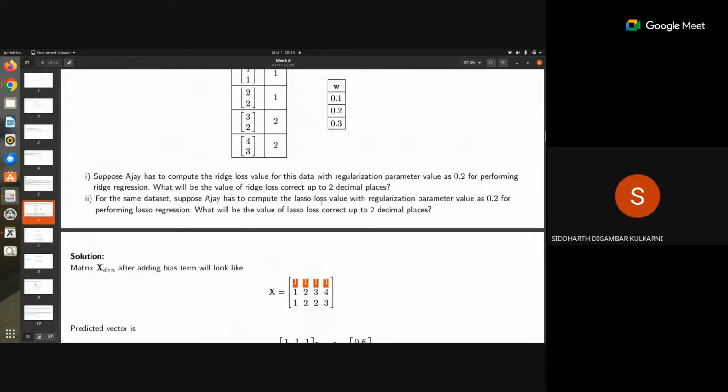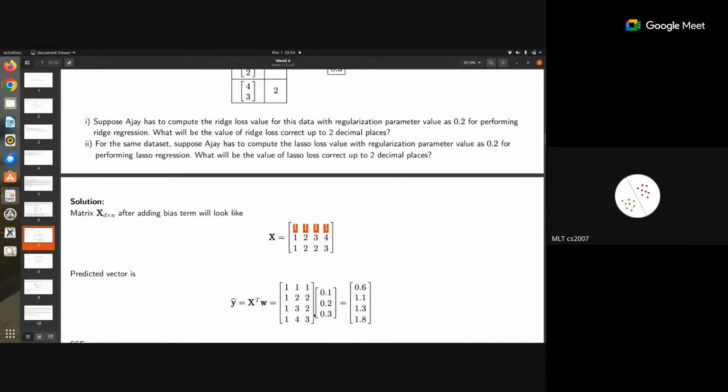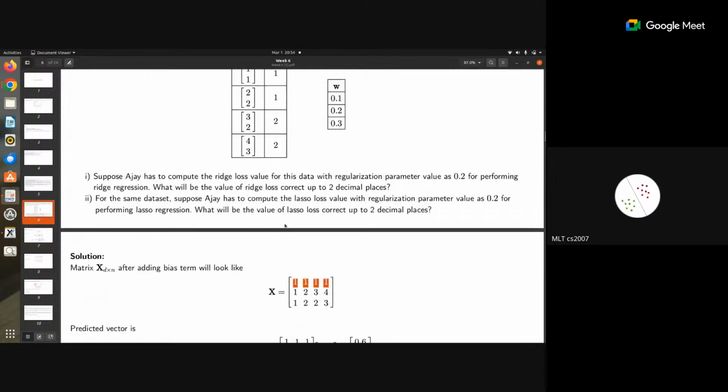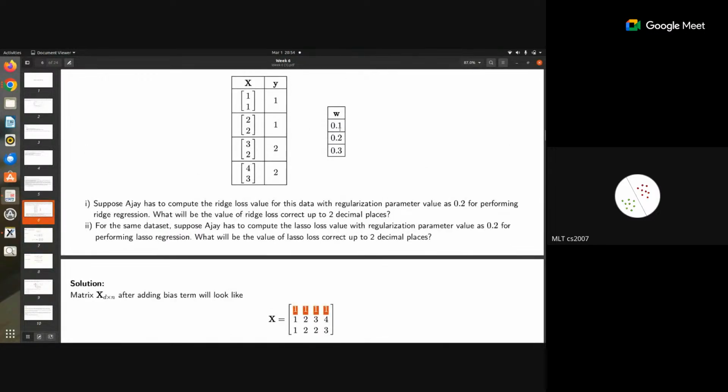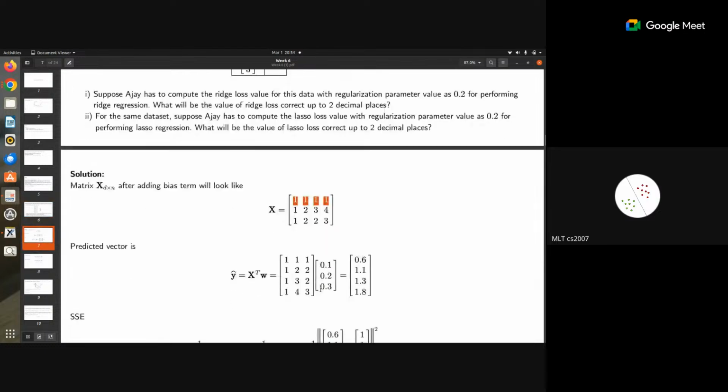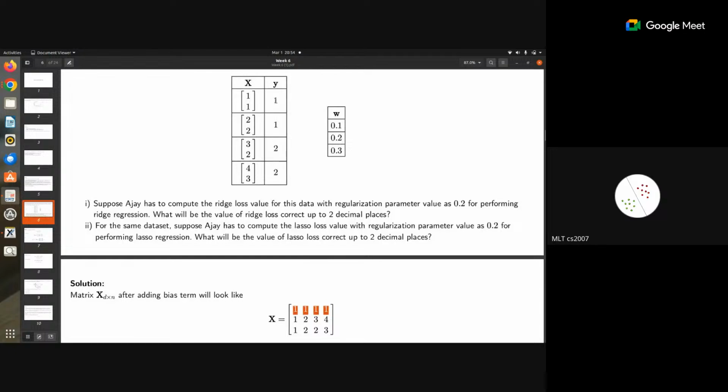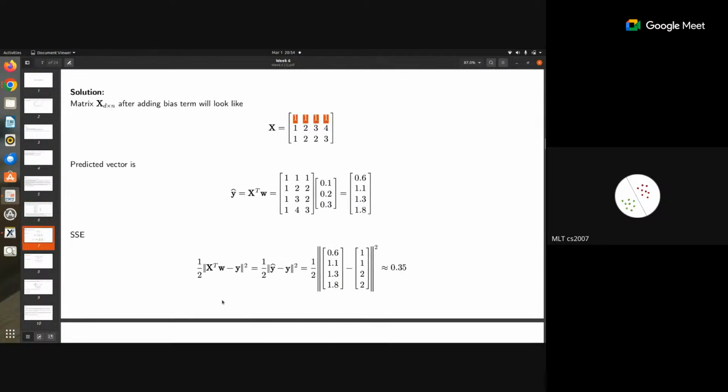It's nothing but, like, it was 2 cross 4, now it becomes 3 cross 4. Yeah, that is okay. And then we have your W's, right? So this W1 is for bias, right? Okay, sir. 0.1 is for bias term. 0.2 and 0.3 are like the normal vectors. And is this a predicted vector? Y hat is X transpose W, right? Actual Y's are here 1 1 2 2. So you will have to find out the loss. Loss is some function, the square error loss.